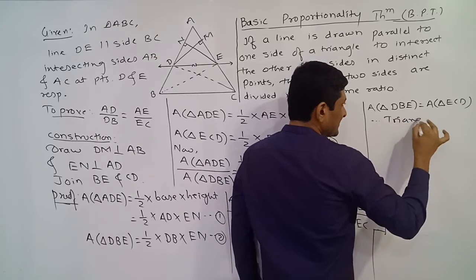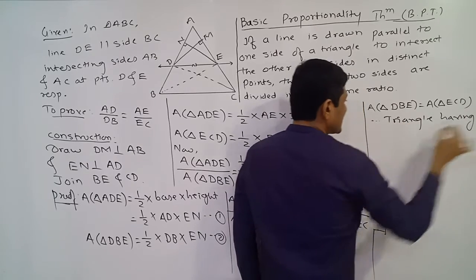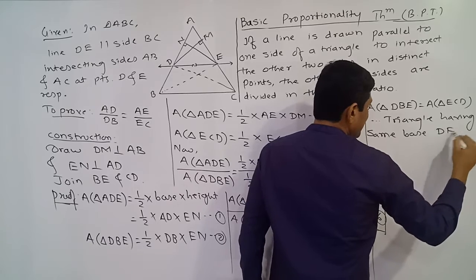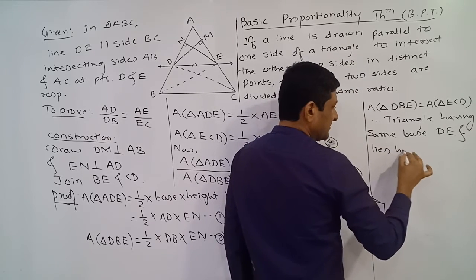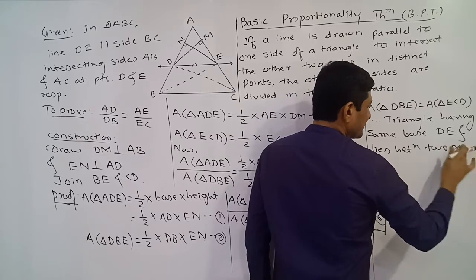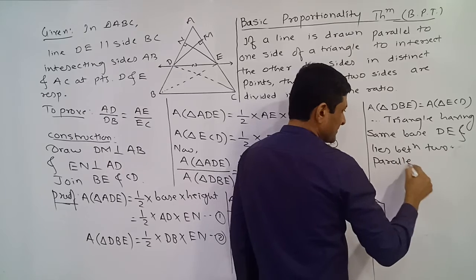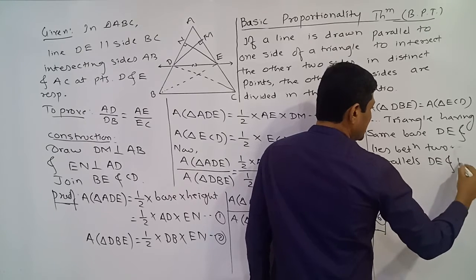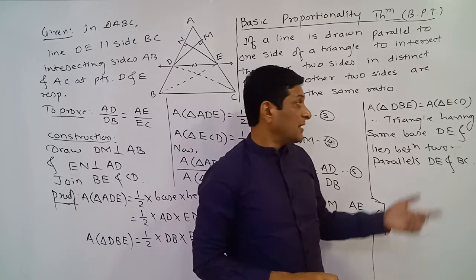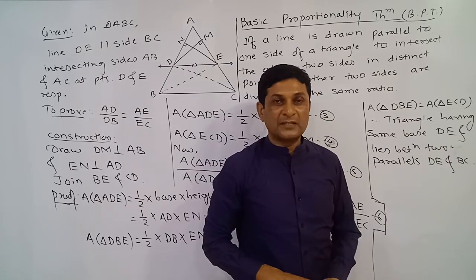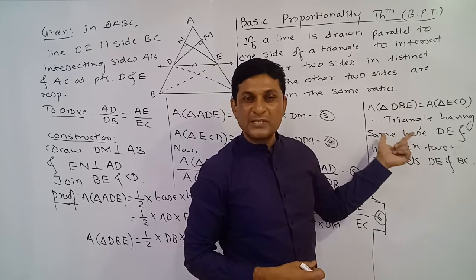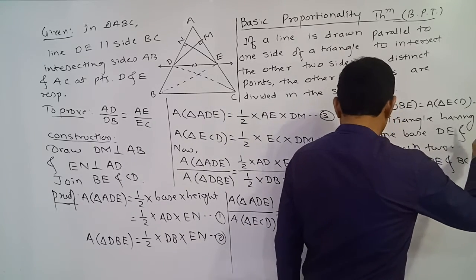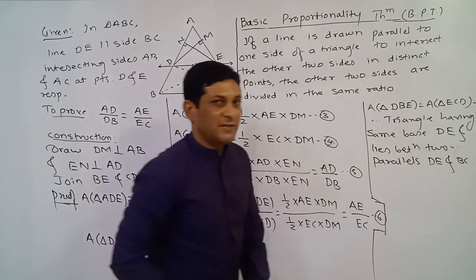Triangles having the same base DE and lying between two parallels. Which two parallels? DE and BC. Lying between two parallels DE and BC. And our theorem says that if two triangles have the same base and lie between two parallels, their areas are equal. So the areas of these two triangles are equal since they have the same base and they lie between two parallels. Denote this by the next equation, equation number 7.